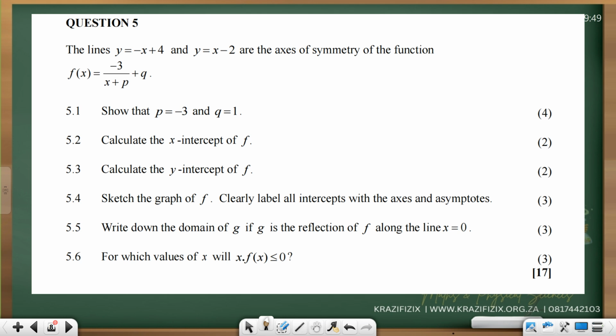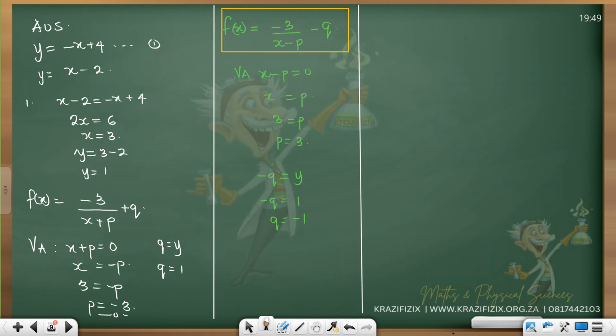Okay, there's one more thing I want to show you before I continue. We're back to the question. So f of x equals negative 3 over x plus p, plus q. Our p is negative 3, and our q is 1. I want to show you something important before we continue. The examiner can rewrite this equation.